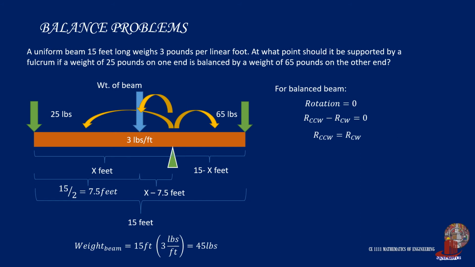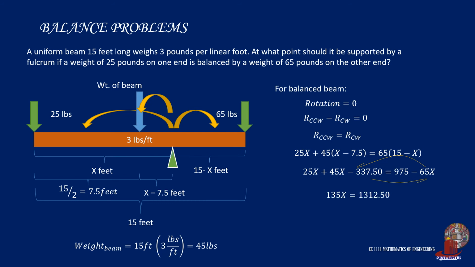So by plugging the values, the equation becomes 25x plus 45 times x minus 7.5 is equal to 65 times 15 minus x. And by expanding, we get 25x plus 45x less 337.5 is equal to 975 minus 65x. And arranging the terms, we would reach 135x is equal to 1312.5, whereby dividing both sides by 135, x, or the distance of the fulcrum from the left side, is computed as 9.72 feet.